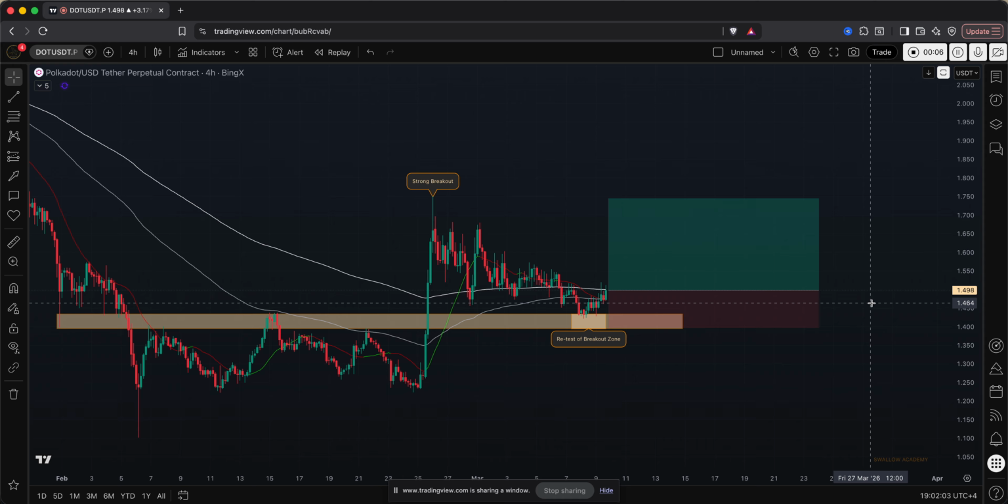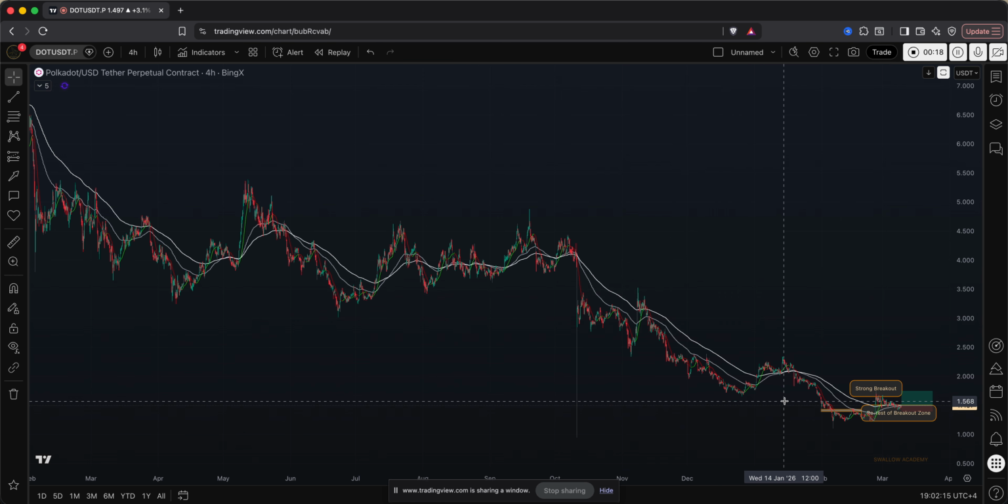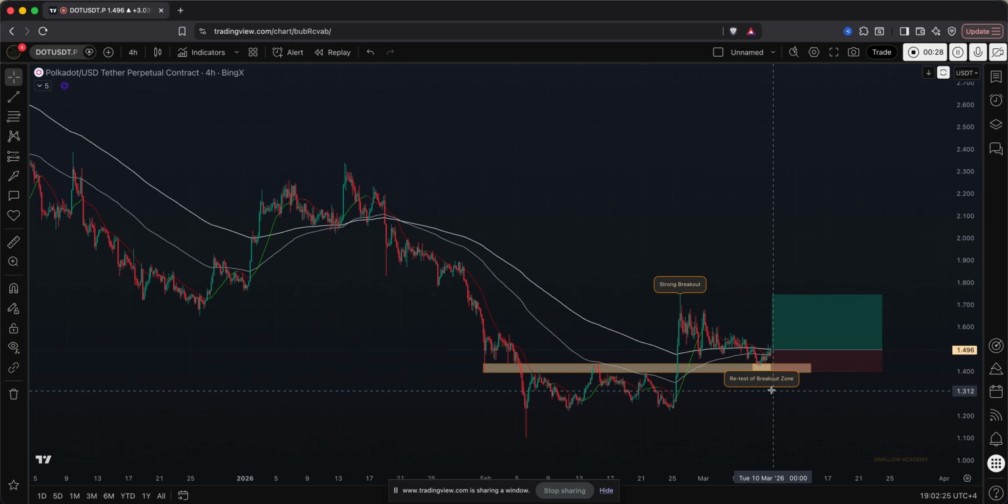Now, a very interesting setup is forming here where we had a strong breakout, and right now we are retesting the breakout zone. So we had the market structure break. We can zoom out, you can see we had a strong downside trend here, and now eventually we are seeing the market structure break, a strong breakout similar to this area here. And now price is retesting the breakout zone, which is very crucial at the current moment.